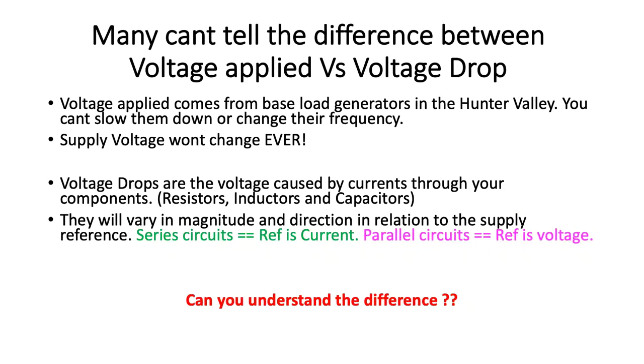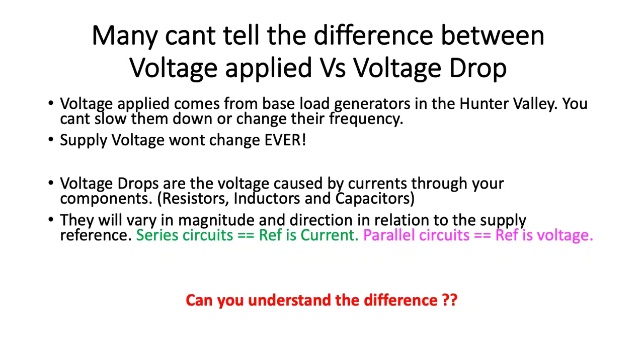The next thing I've found is that many students can't tell the difference between the voltage applied versus the voltage drop in a circuit. The voltage applied comes from our base load generators, particularly in New South Wales where I'm based, in the Hunter Valley. You can't slow them down, you can't change their frequency. The supply voltage won't change ever. So that's the applied voltage.